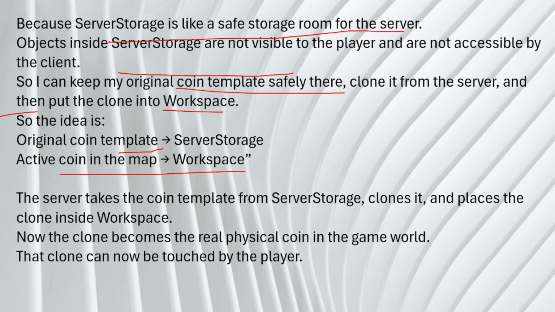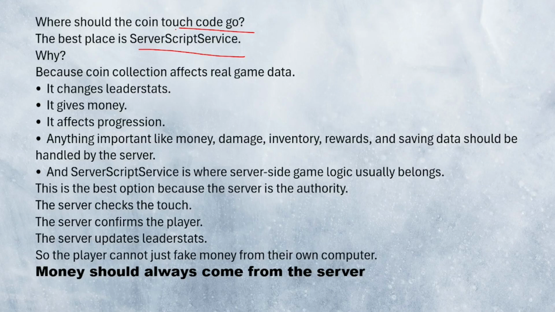We'll show the code above. So the server takes the coin template from ServerStorage, clones it, and places the clone inside the workspace. Now the clone becomes the real physical coin in the game world. The clone can now be touched by the player as it is in the workspace now. So where should the coin touch code go?